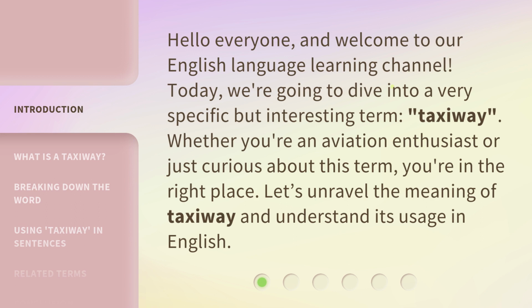Today, we're going to dive into a very specific but interesting term, taxiway. Whether you're an aviation enthusiast or just curious about this term, you're in the right place. Let's unravel the meaning of taxiway and understand its usage in English.